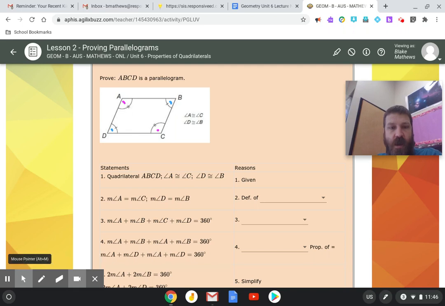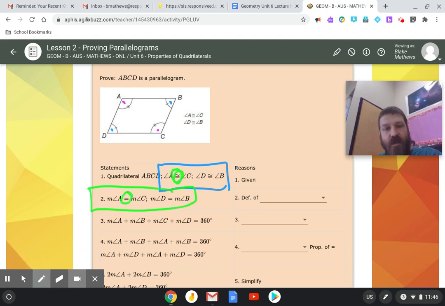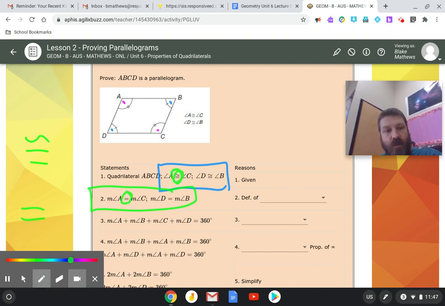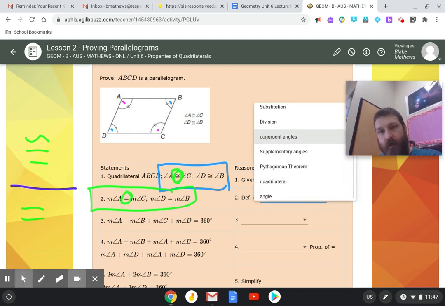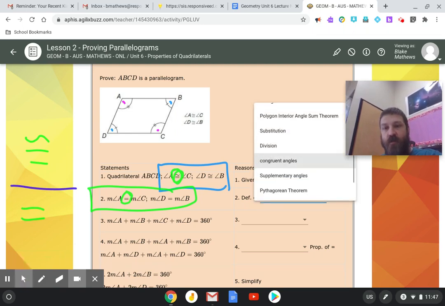So let's look here. Angle A is congruent to angle C, or equal to angle C, and the measure of angle D is the measure of angle B. Now this is kind of a weird statement because that looks very similar to what we have right here. But actually what we're doing is we're converting something that is congruent and changing it to something that's equal. So there's a difference in geometry between congruent things and equal things. So we're trying to get from congruence to equality. And whenever you have that, it's always going to be the definition of whatever this is. So in this case, that's congruent angles.